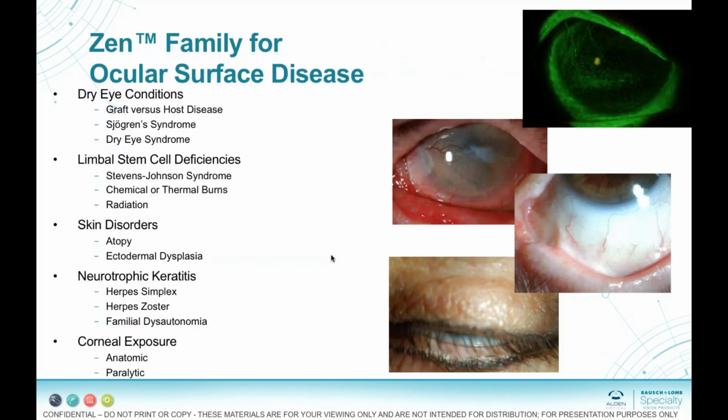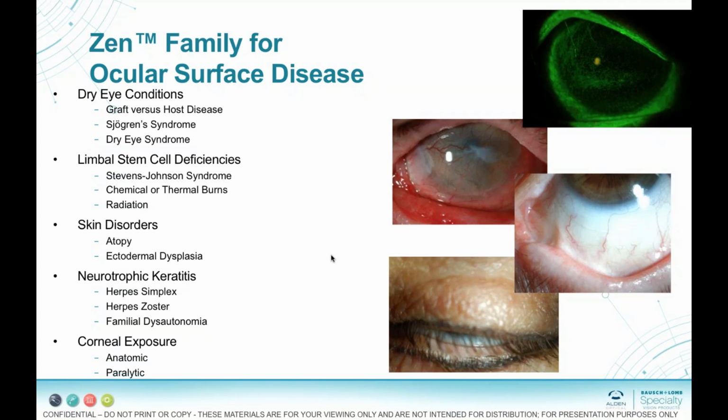So the XenLens family of lenses has been approved by the FDA for indications for ocular surface disease management. And ocular surface disease is a struggle for a lot of patients to manage. This is a huge issue of quality of life, especially in the moderate to severe ocular surface disease families.